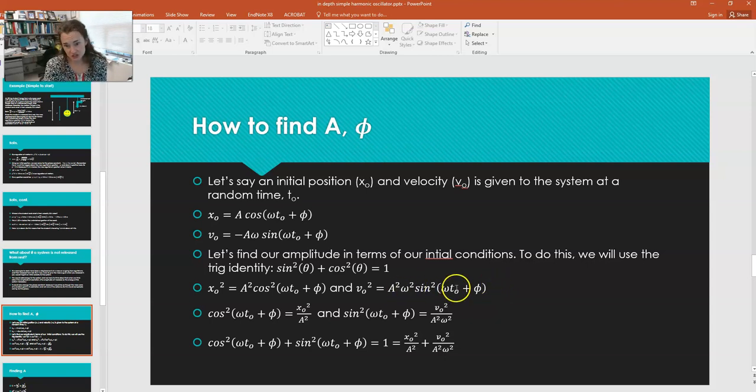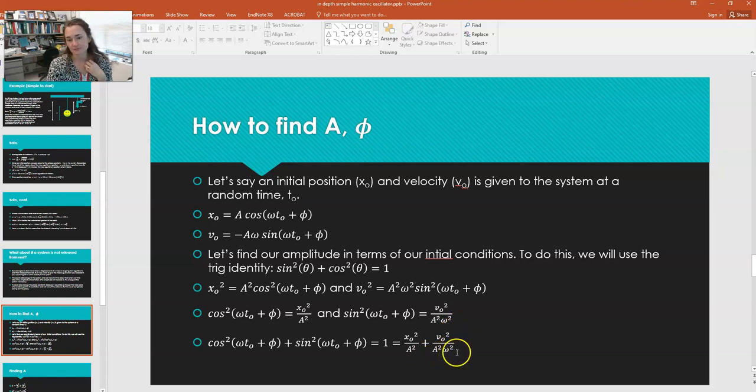So what I'm going to do is divide this x naught squared equals A squared cosine squared by A squared, and that'll just give me my cosine squared term. So cosine squared(omega t naught plus phi) is equal to x naught squared over A squared. Now if I isolate my sine squared(omega t naught plus phi), it is v naught squared over A squared omega squared. Now I just sum these sine squared and cosine squared terms, and that gives me 1. So cosine squared plus sine squared is 1, and that is equal to x naught squared over A squared plus v naught squared over A squared omega squared.